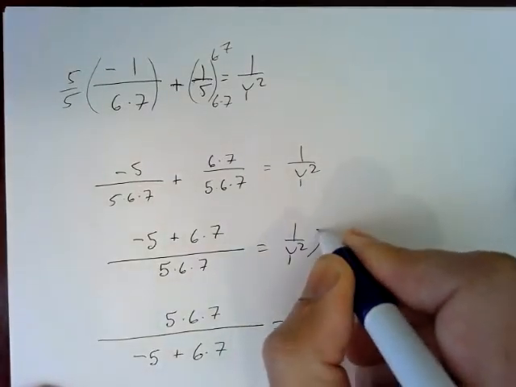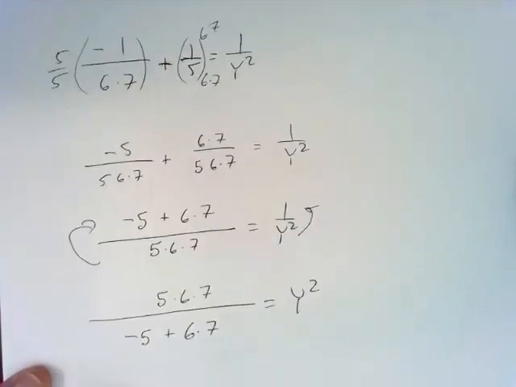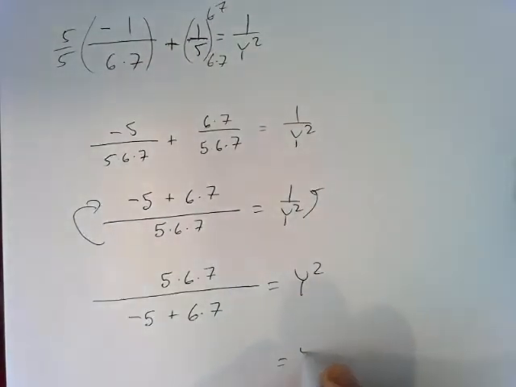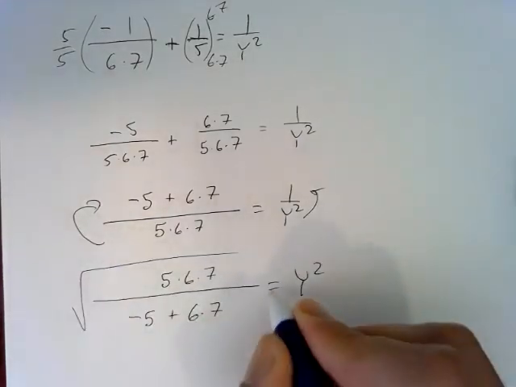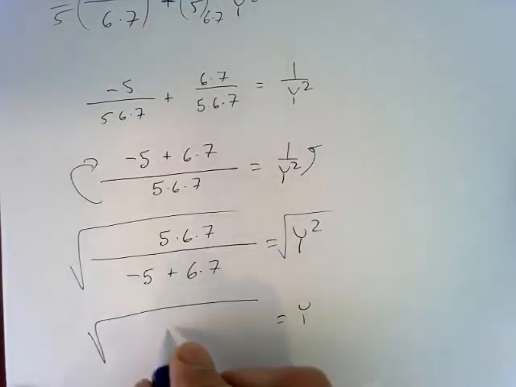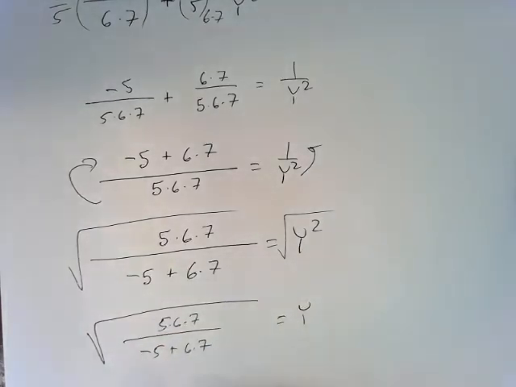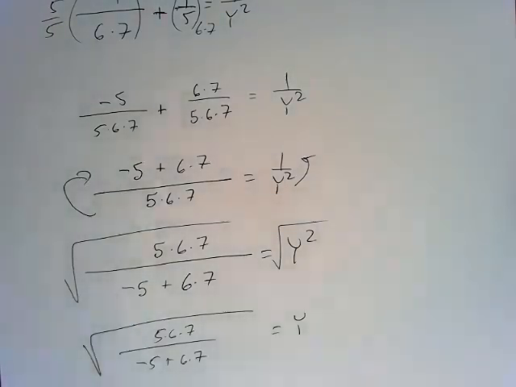So we take the reciprocal of this side. We take the reciprocal of that side. And then to get rid of the y squared, we would just take the square root of both sides. So we would end up with the square root of 5 times 6 times 7 over negative 5 plus 6 times 7. And if we go back to our original equation, let's see if I can find it.